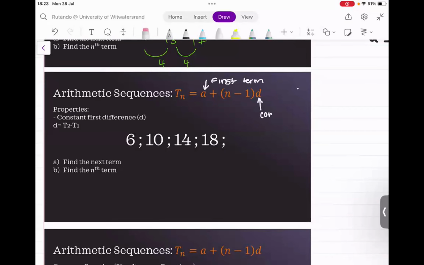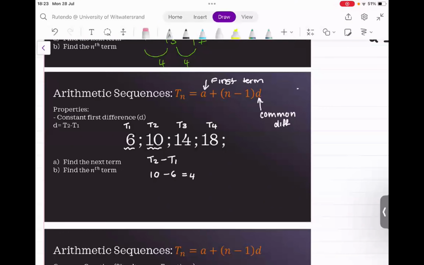D is my common difference. That's the difference between every single consecutive term. Does anyone know how I find my D? Let's say this was T1, T2, T3, T4. T2 minus T1, perfect. So in this case, what is my D? We said D is T2 minus T1, right? And we've got here my T2 as being 10, and then minus 6, which is 4.